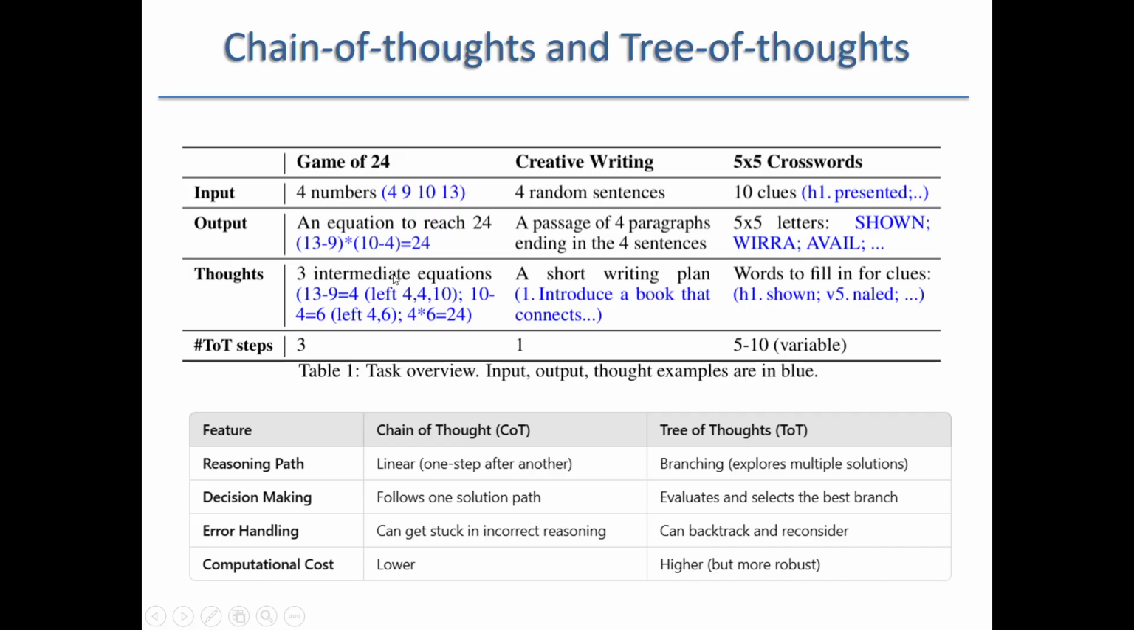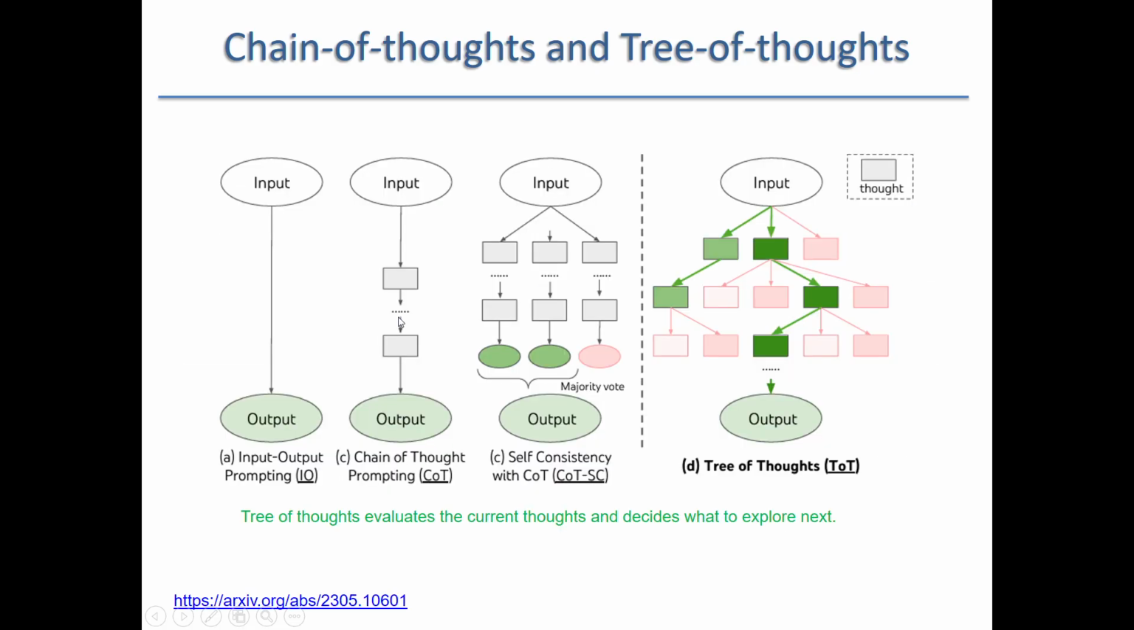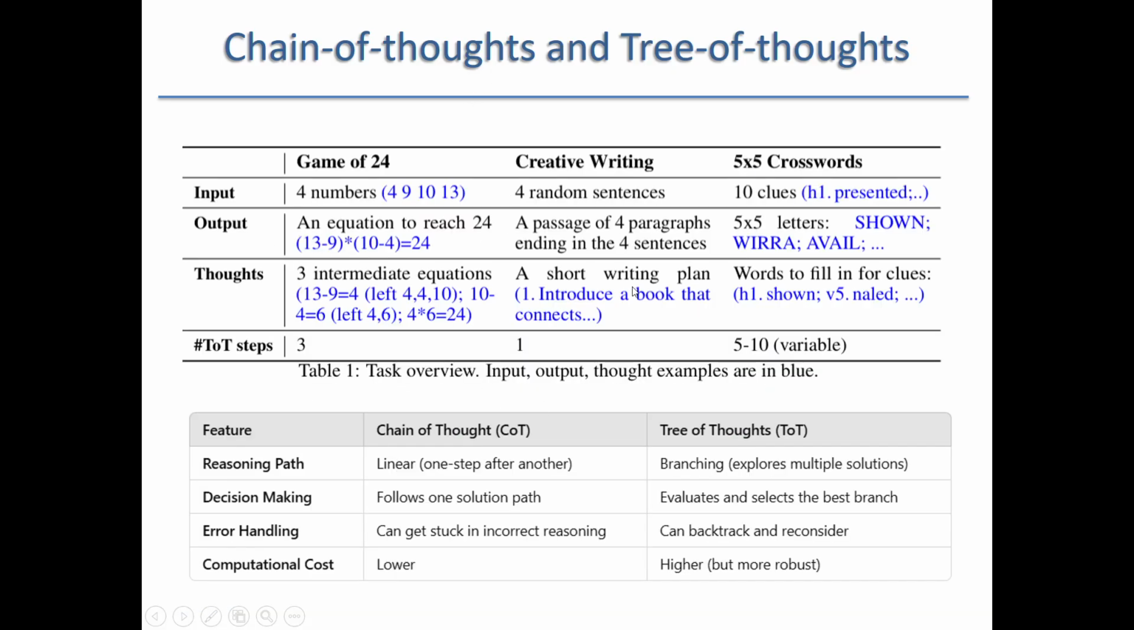And here we have, from that paper that I gave you before, a table in which we see how this tree of thoughts has been used to solve different tasks. So a game of, given 4 numbers, how to get to 24, or creative writing or crosswords, so we can get an idea of how these things are used.